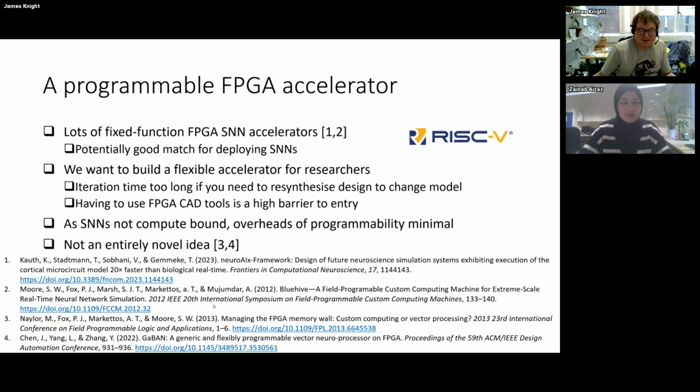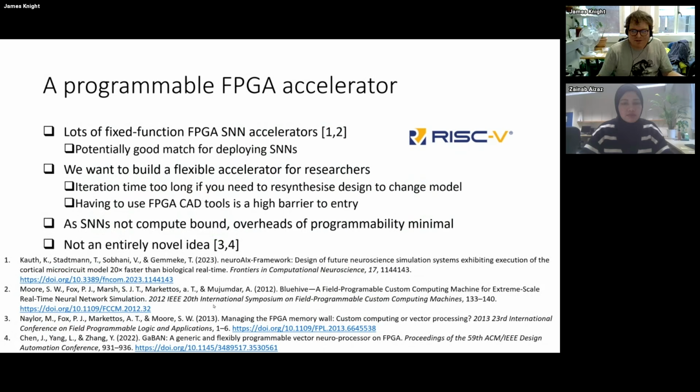And just having to use the FPGA CAD tools is a very high barrier to entry. I can barely do this. I rely on Zainab. The other interesting point is that because spiky neural networks aren't compute bound, if all our algorithms take a few clock cycles more because they're programmable, it doesn't necessarily matter very much. And this is not an entirely novel idea. There are some older papers where people were having these same thoughts about FPGA.